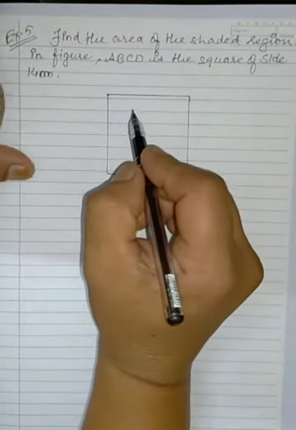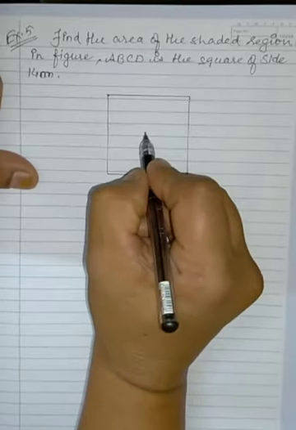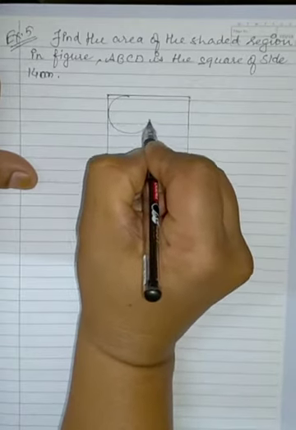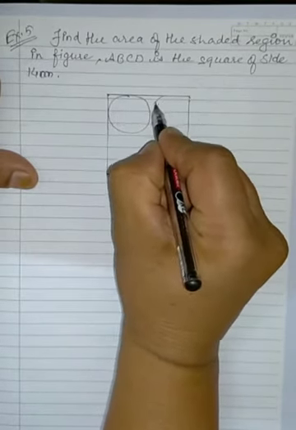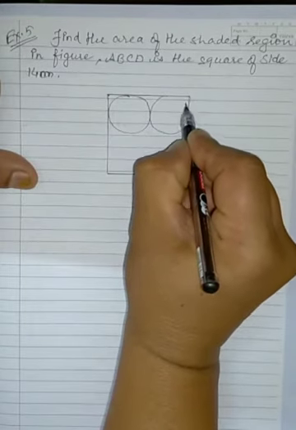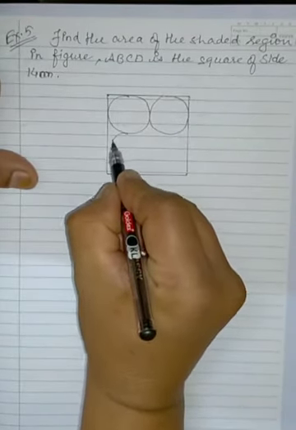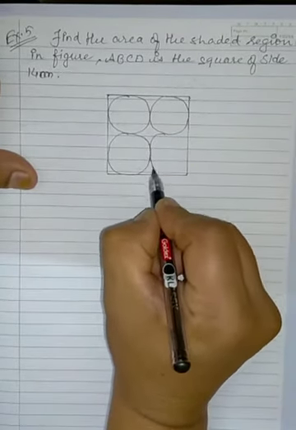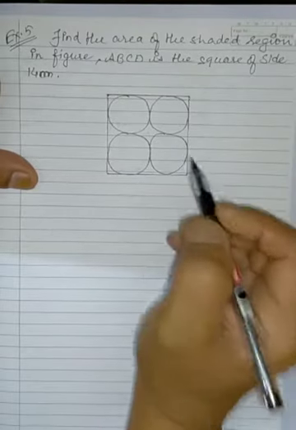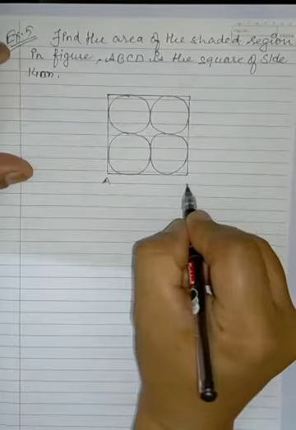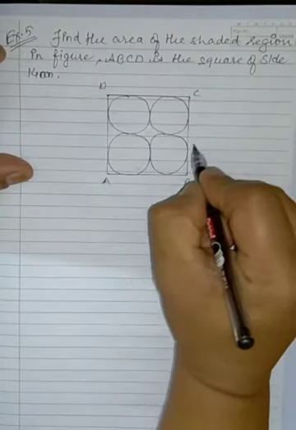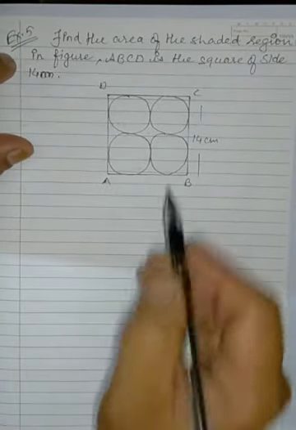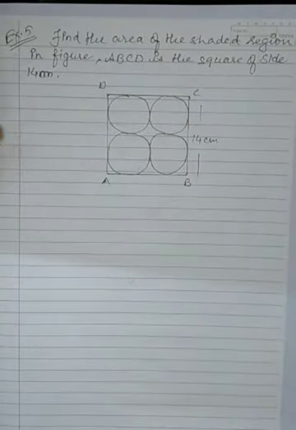And you can see in the figure in your book, there are 4 circles given inside this square. I am making a rough figure for this because constructing the fair figure for this will consume a lot of time. So this is a square field ABCD of side 14 centimeter and 4 circles of equal radius are given in this.